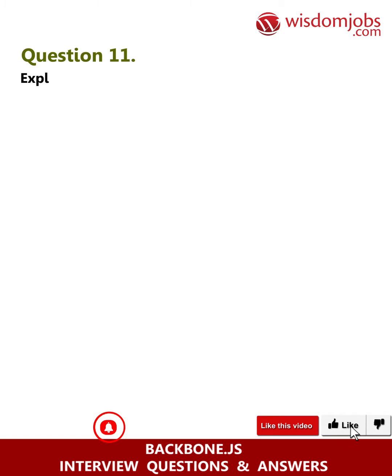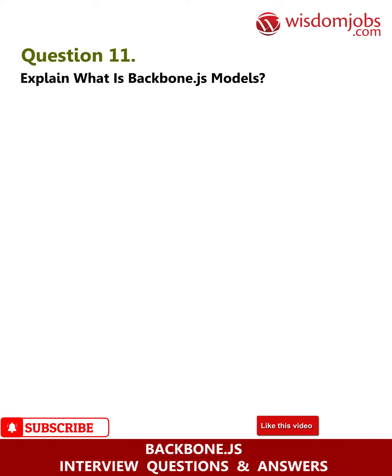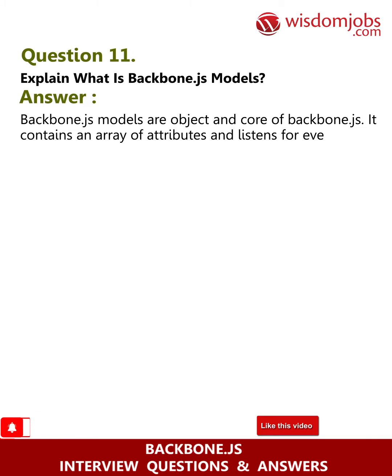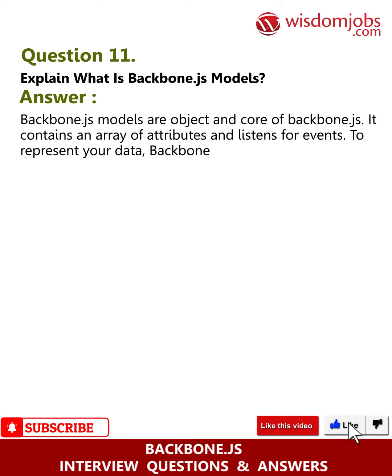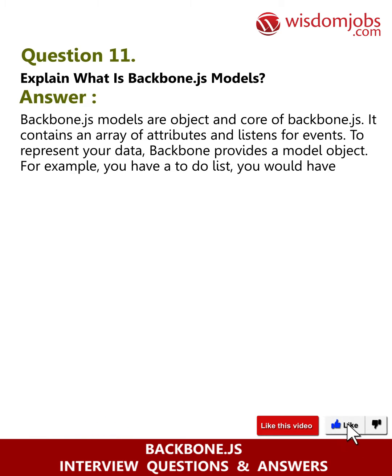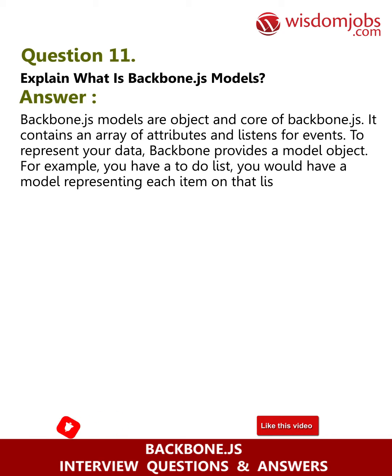Question 11. Explain what is Backbone.js models. Answer. Backbone.js models are objects and the core of Backbone.js. It contains an array of attributes and listens for events. To represent your data, Backbone provides a model object. For example, you have a to-do list. You would have a model representing each item on that list.